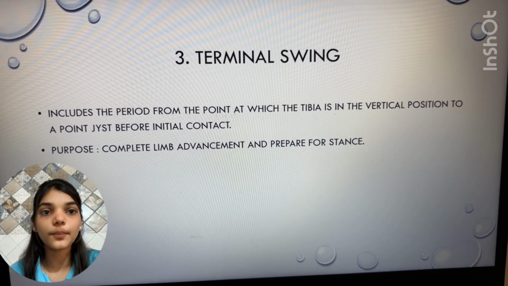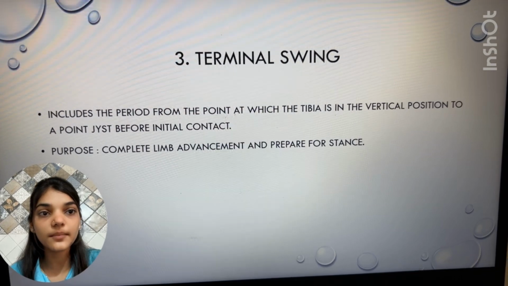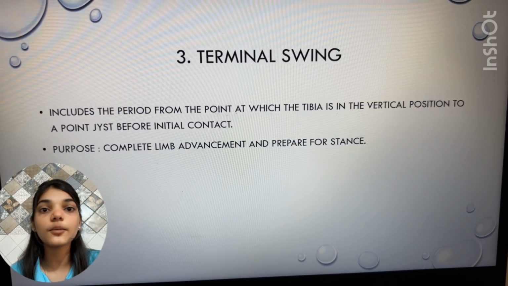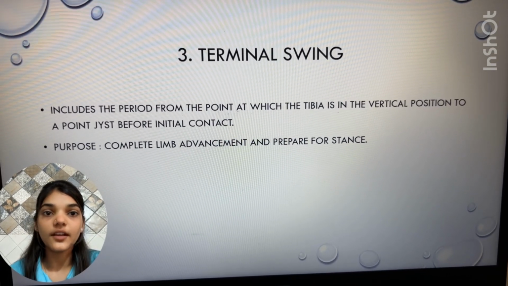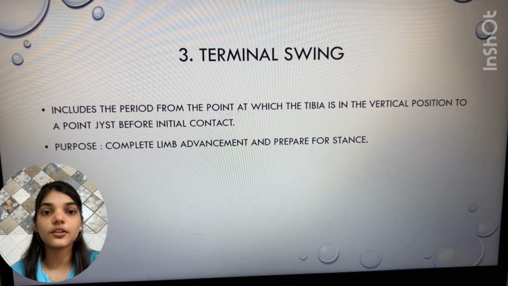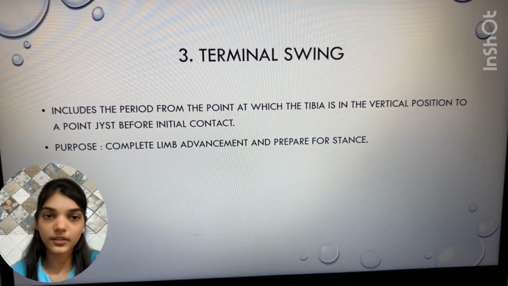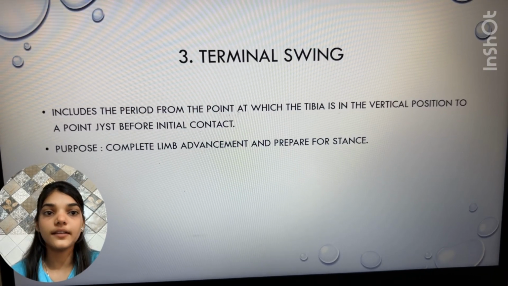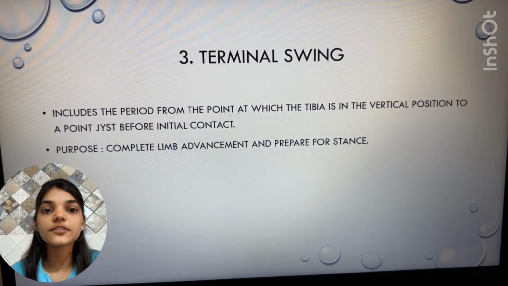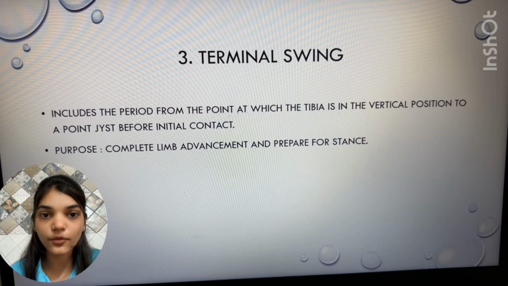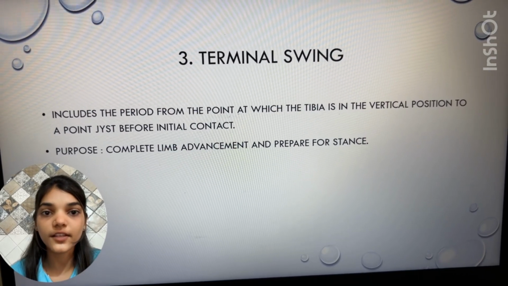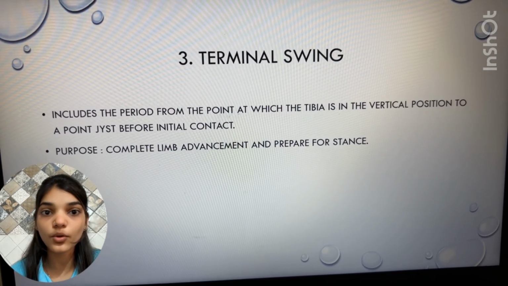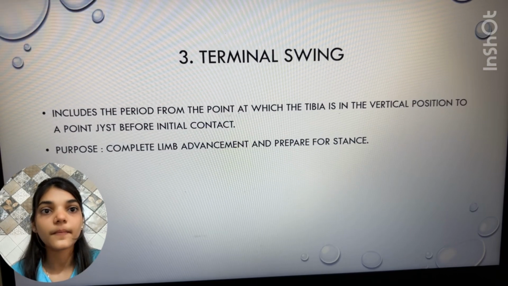Now third is terminal swing, which includes the period from the point at which the tibia is in the vertical position to a point just before initial contact. What is the purpose of terminal swing? Complete limb advancement and prepare for stance phase. It is the last phase of the swing phase, and this phase prepares for the stance phase.